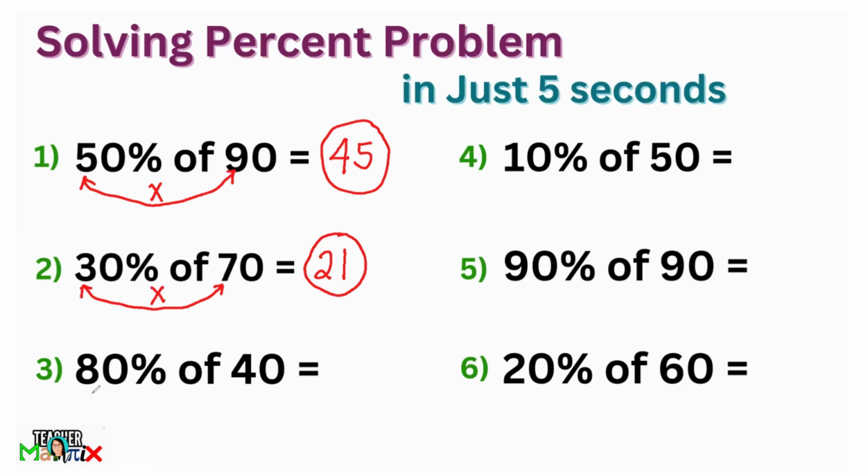Next, for number 3, 80% of 40. Multiply 8 times 4. We have 32. Meaning, 32 is 80% of 40.